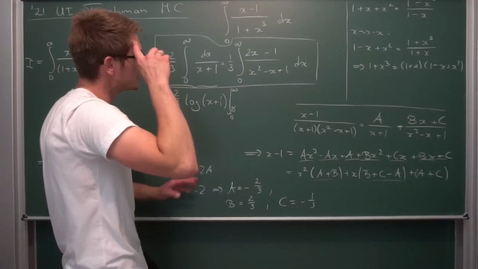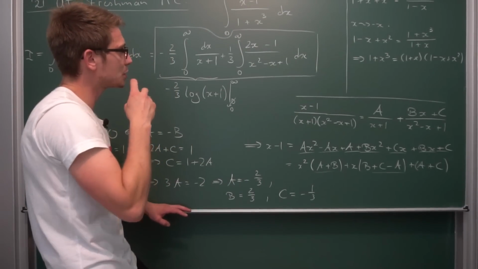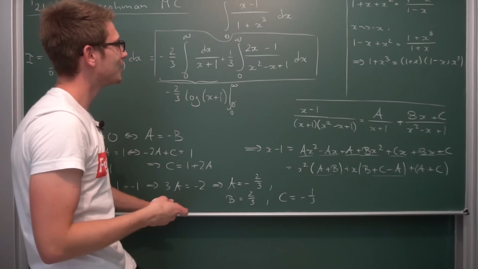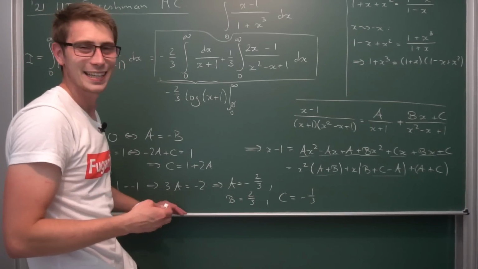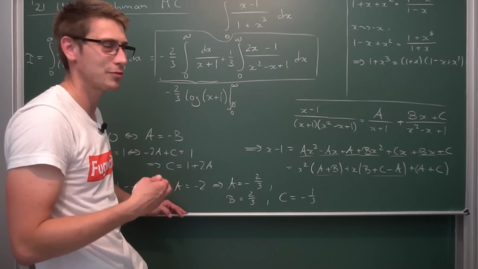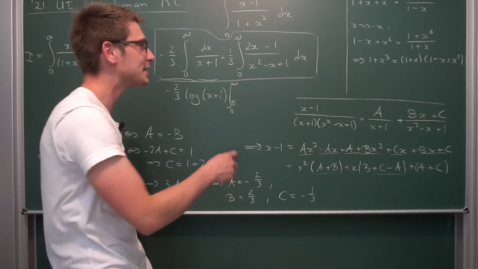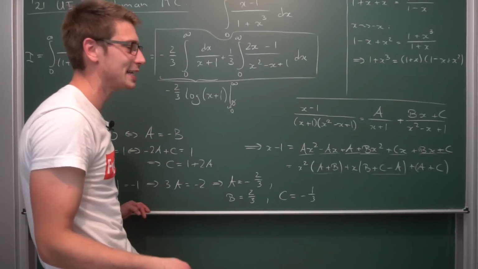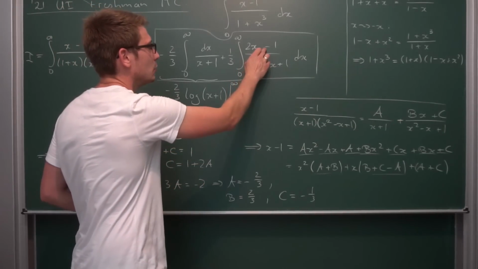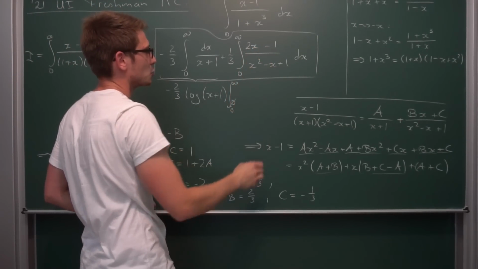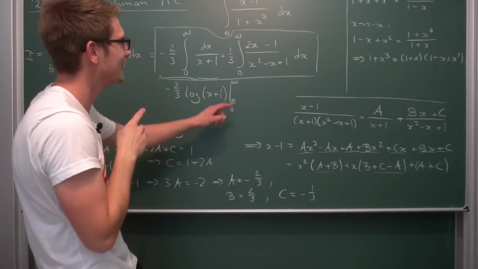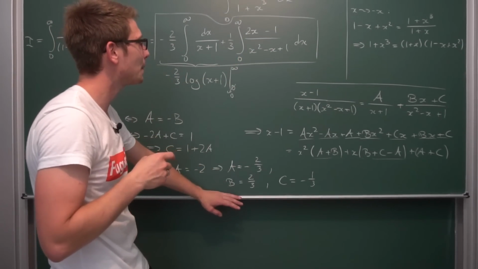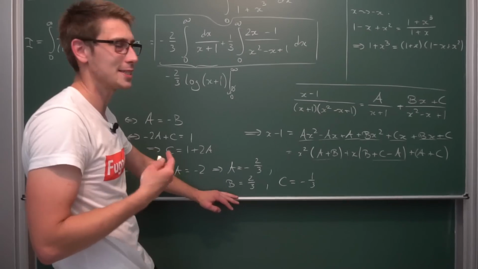I went back to this approach and I was fiddling a little bit around, and then I noticed something really peculiar, and I was stupid not doing this in the first place. Why did I break this up? It really didn't make any sense whatsoever, because if I take a look at the numerator, 2x minus 1, and compare it to the denominator, x squared minus x plus 1, that's just the derivative.